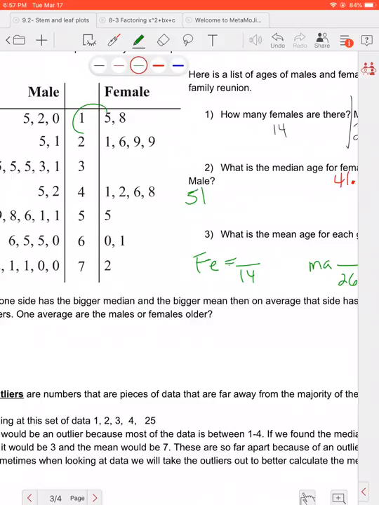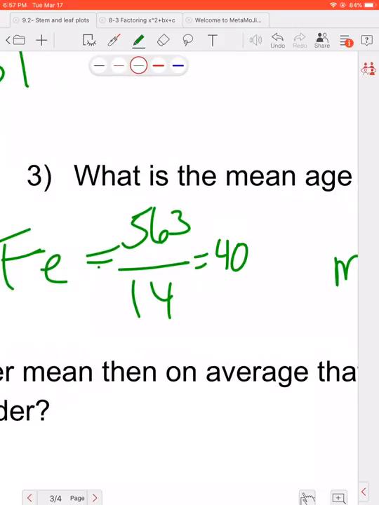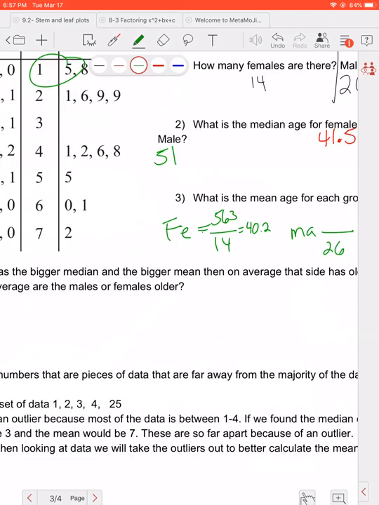And remember, this is 15 and 18 and so on. So I'm going to do 15 plus 18 plus 21 plus 26 plus 29 plus another 29 plus 41 plus 42 plus 46 plus 48 plus 55 plus 60 plus 61 plus 72. So that would be 563 and divided by 14 would be 40.2. So approximately 40 years old.